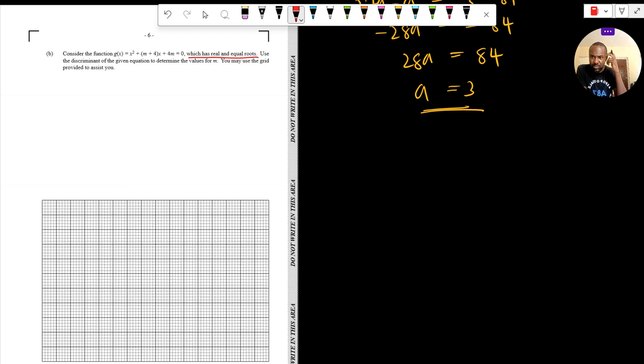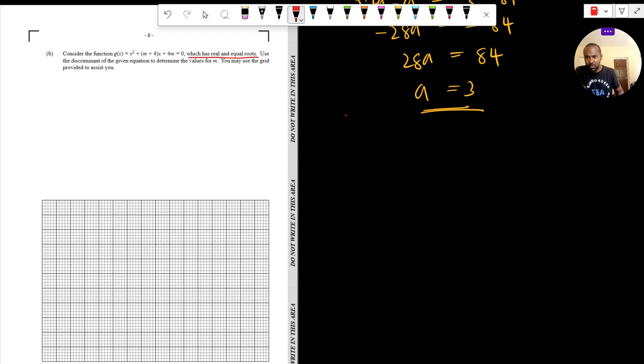Use the discriminant of the given equation to determine the values for m. You may use the grid provided to assist you. So the operative word is "may" use the grid. You won't necessarily have to use the grid. But let's proceed to trying to do this question and see if we need to use the grid or we don't need to use it.